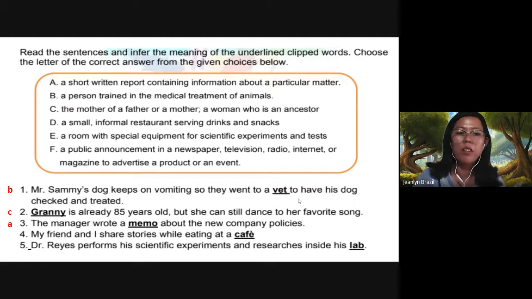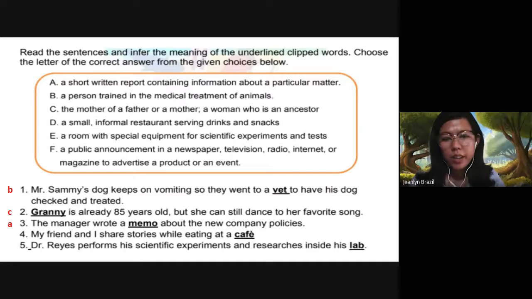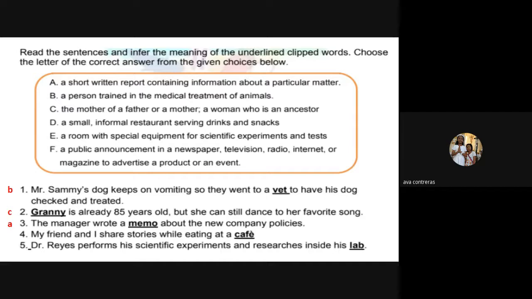Okay, what about the fourth one? Who wants to read the fourth statement? Yes, Ava, and also answer. Tell us your answer. My friend and I share stories while eating at a cafe. What is your answer? D. A small informal restaurant serving drinks and snacks.